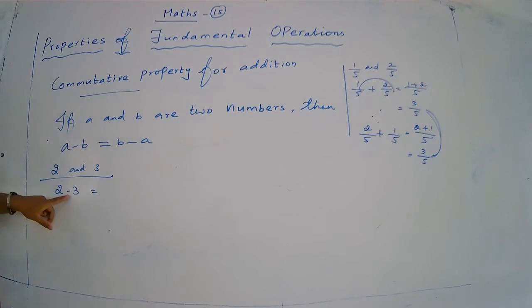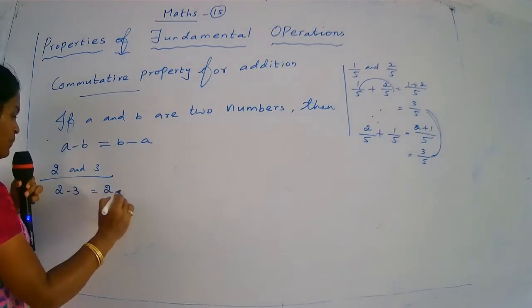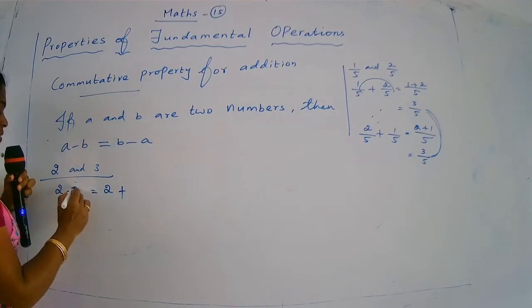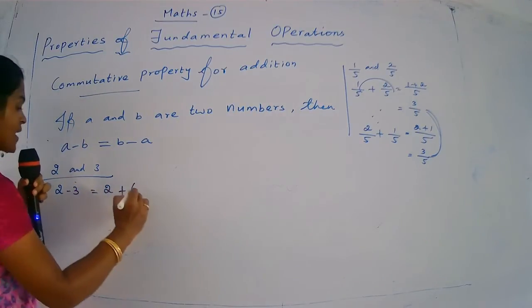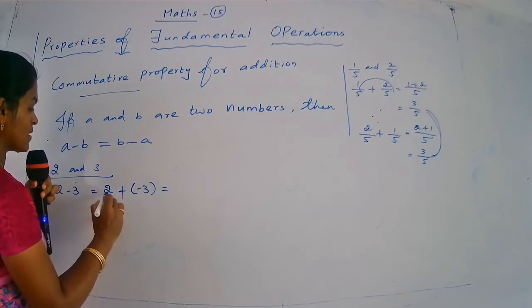In subtraction, two numbers cannot be subtracted in any order. Okay, children? So the commutative property is not true for subtraction of natural numbers. So a minus b is not equal to b minus a.